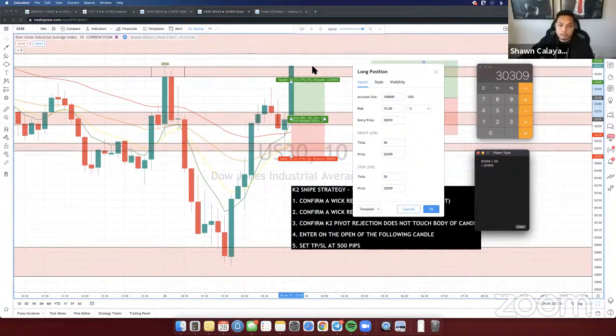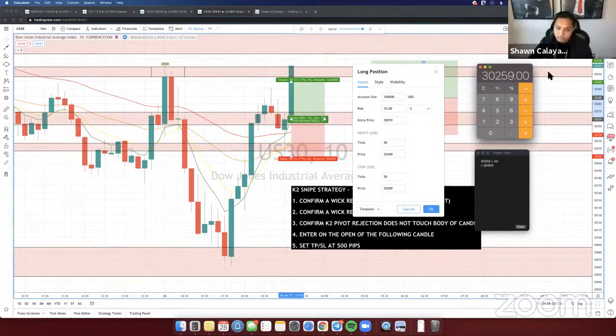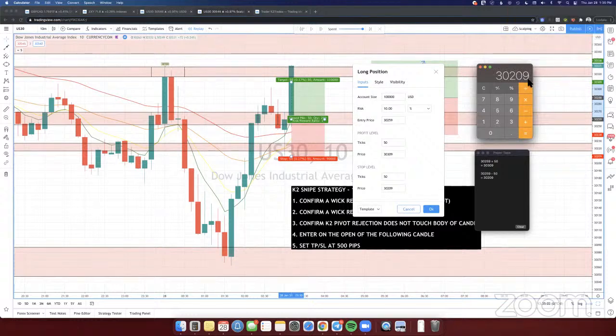Because with indices, it has those extra numbers behind it, so I would just ignore them. Usually what you're going to see on your FTMO is that the entry is going to be 30259.00. That's what it's going to look like on your FTMO. It's too many numbers. And then just go plus 50. Exactly. Plus 50 for the TP and then minus 50 for the stop loss. I got it. You got it?